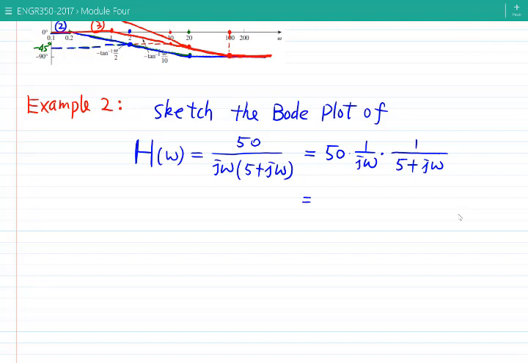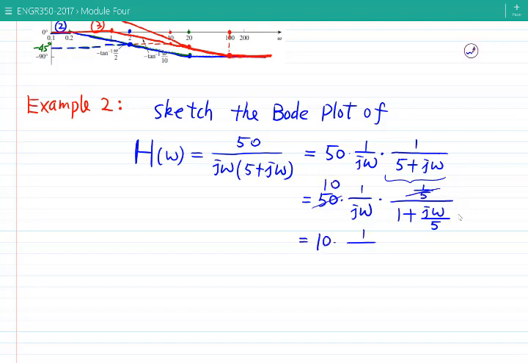So here, factor number 3 is not in standard form. So first we have to make it standard form. The zero order term now is 5, and we have to make 5 into 1. That means we have to divide 5 for numerator and denominator. So here we have 1 plus j omega over 5, and here we have 1 over 5. Basically, this guy and this guy can cancel. It will be 10. So we have 10 times 1 over j omega times 1 plus j omega over 5.